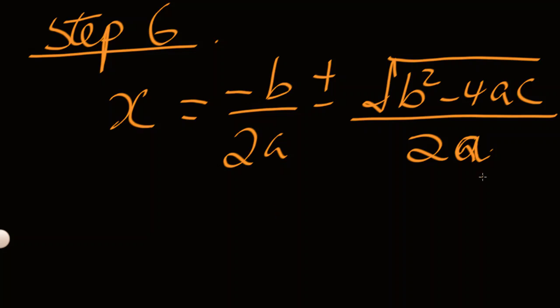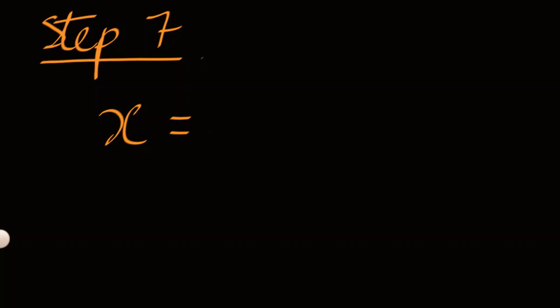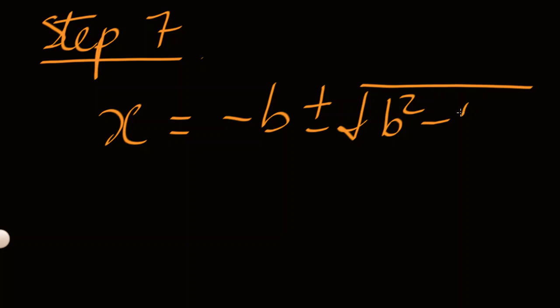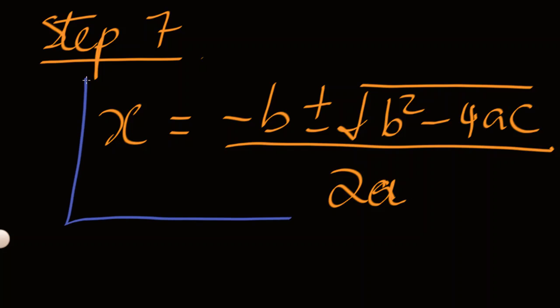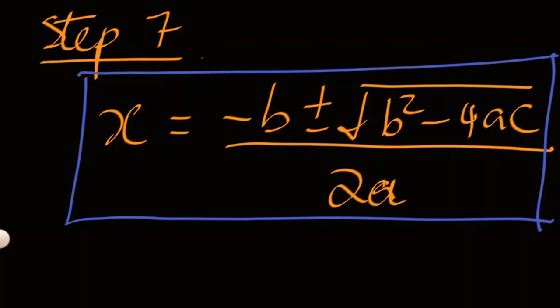We have 2a here and 2a there, which means we can simply add or subtract the numerators and put them under one denominator, which is 2a. This is step number 7 and our last step. We still have our x. Now we have minus b plus or minus the root of b squared minus 4ac, all this over 2a. This is the quadratic formula, and we have derived the quadratic formula using the method of completing the square.